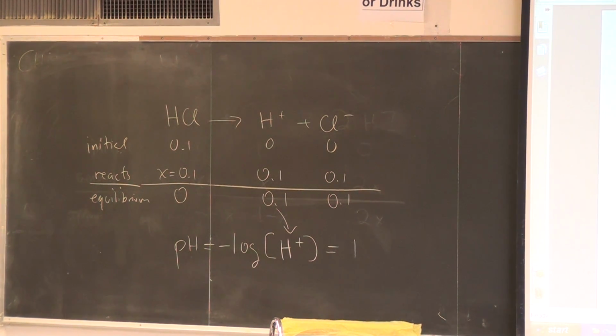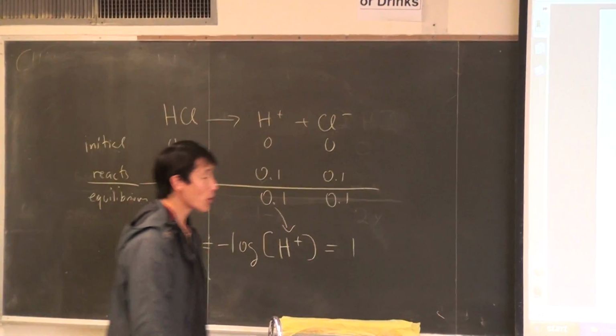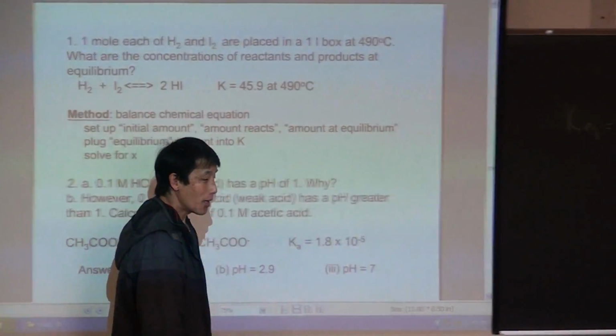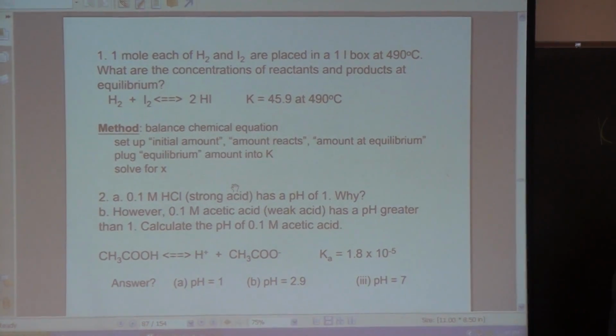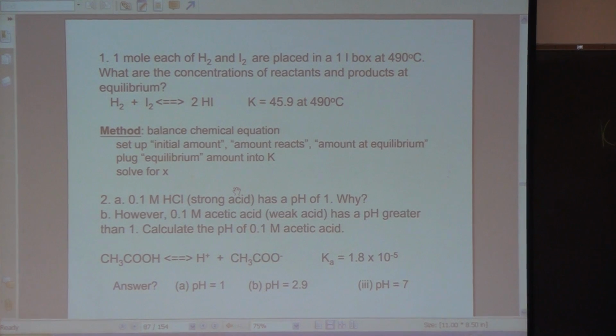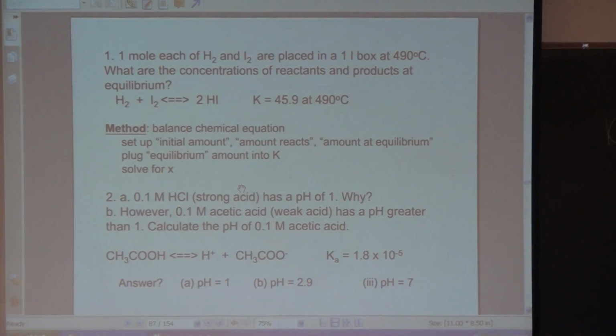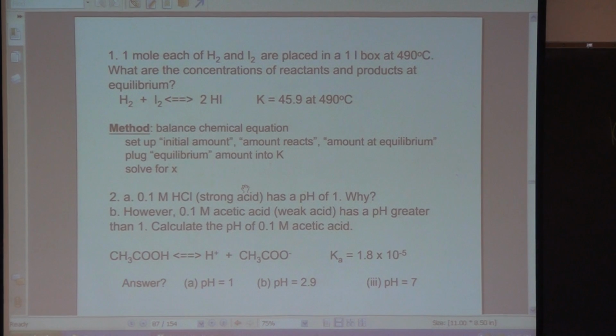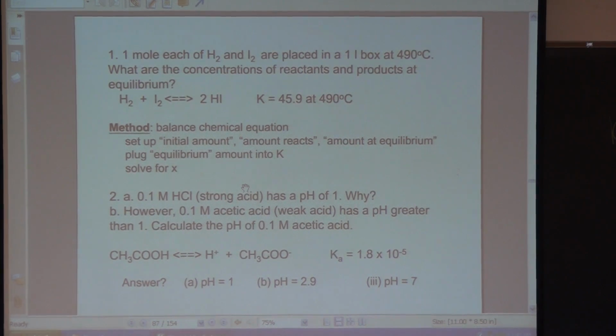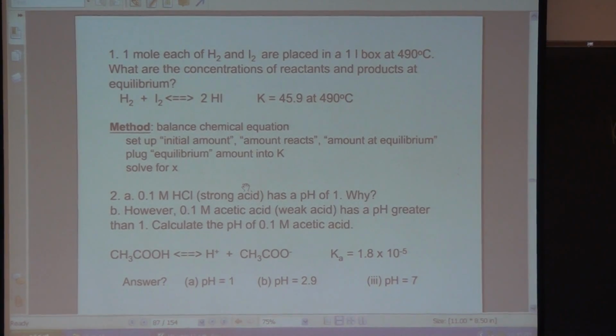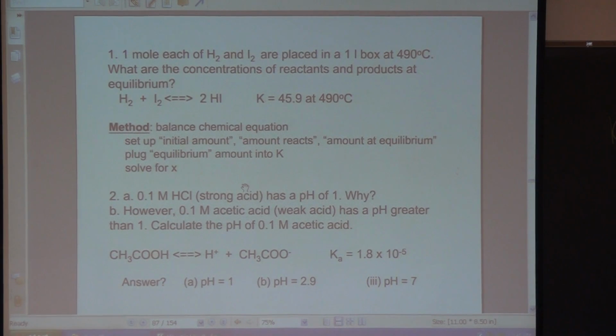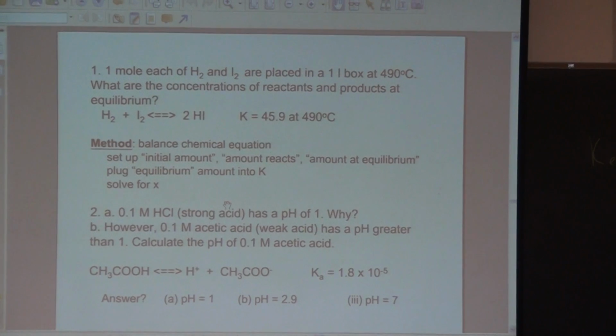Okay, so let's go on to part B. 0.1 molar acetic acid is a weak acid. It has a pH greater than 1. Calculate the pH of 0.1 molar acetic acid. We did this calculation on Tuesday in lab. And what was the answer? Was the pH 1, 2.9, or 7? Yeah, the answer was 2.9.